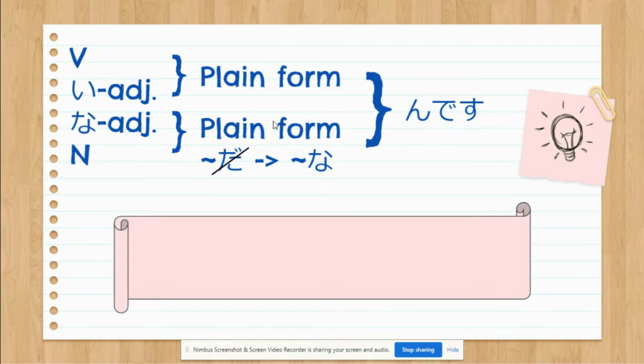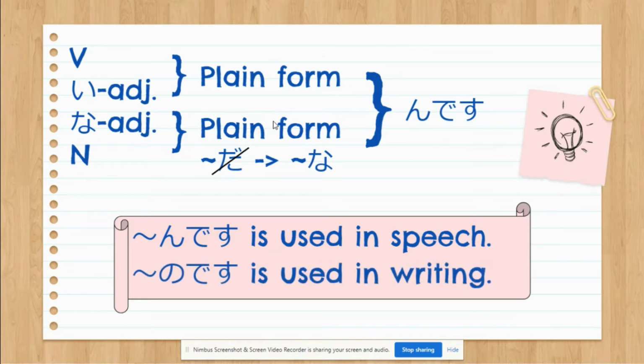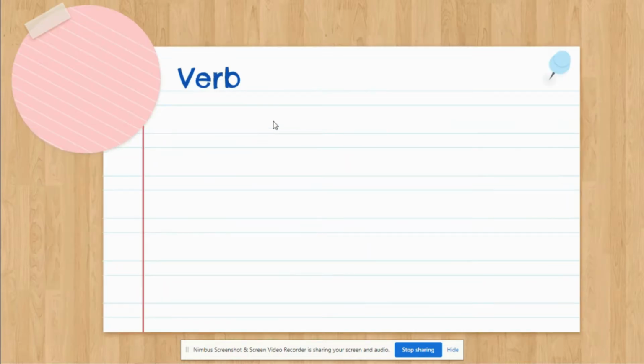Another thing to remember is that en desu is used in speech or spoken form, while no desu is used in writing or in a written form. Let's take a look at this example to better understand the proper conjugation.